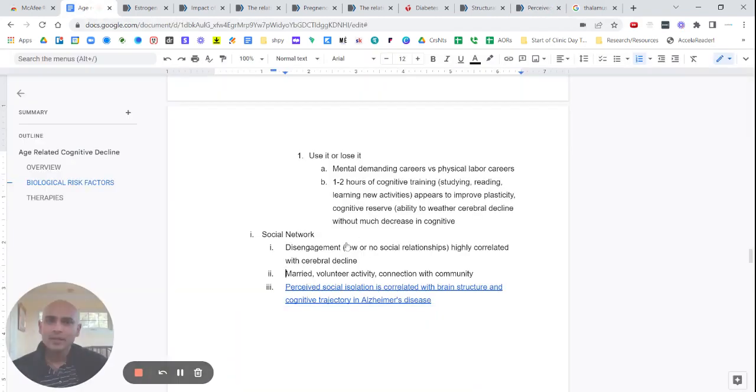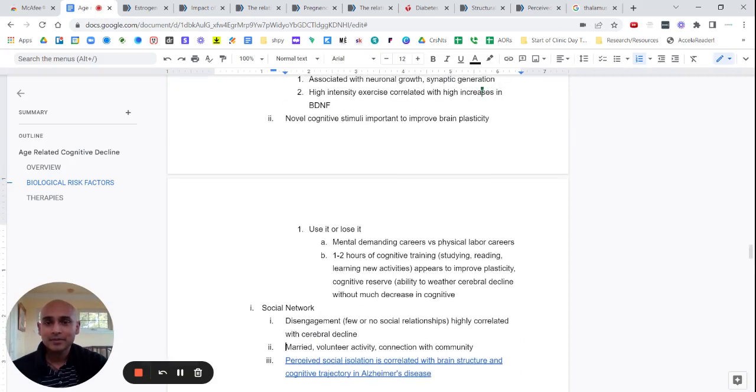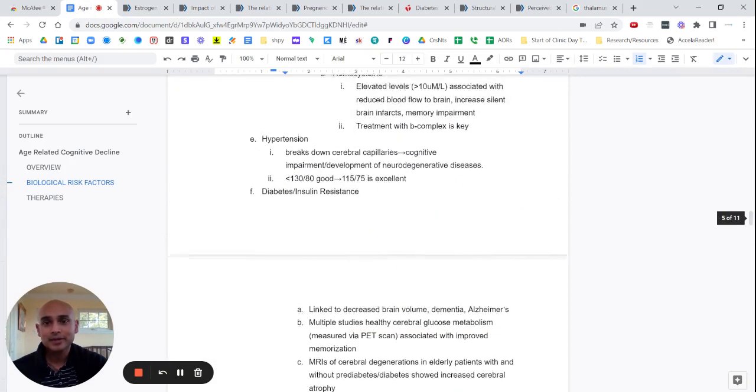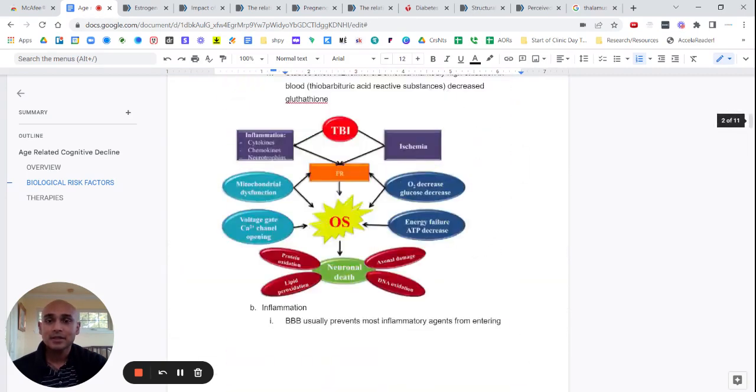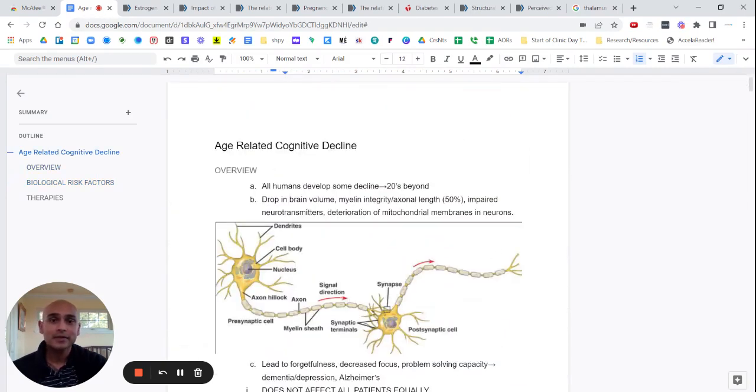And so that is pretty much it. In the next video, we'll talk about therapies that we can do to combat some of these issues associated with age-related cognitive decline. And I hope that this video has been helpful. I know it's a complicated topic, but these are just some areas that you can focus on if you want to really reduce the rate of memory loss and your processing ability as you get older.